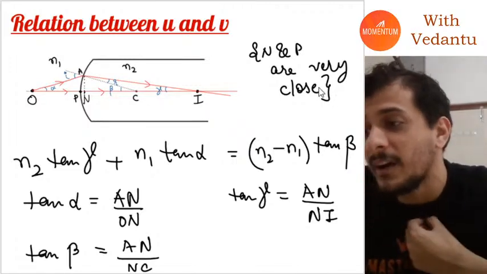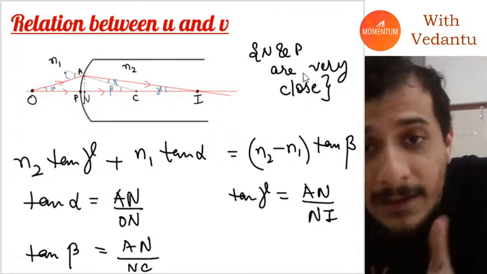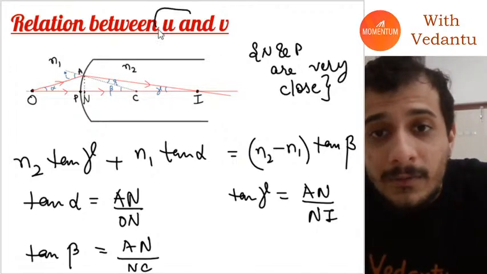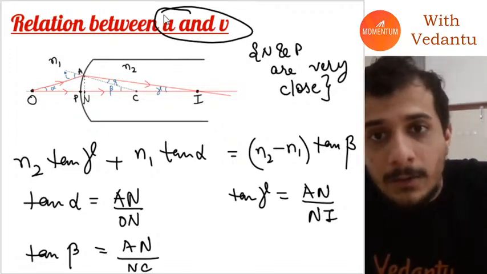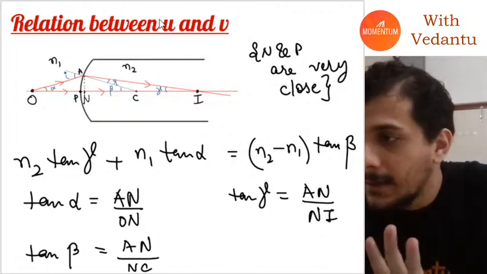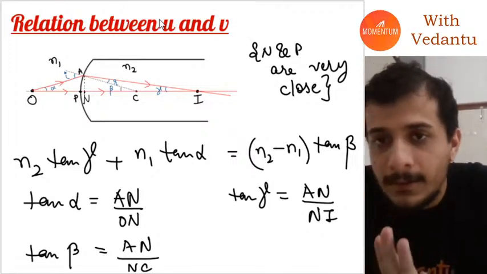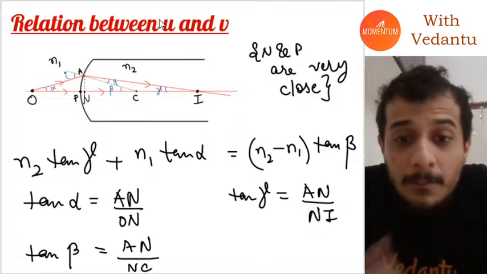Okay, Shri Balaji, why did we do that? Because we need a relation between u and v. We are deriving a relation between u and v. Stay till the end and it will become clear.